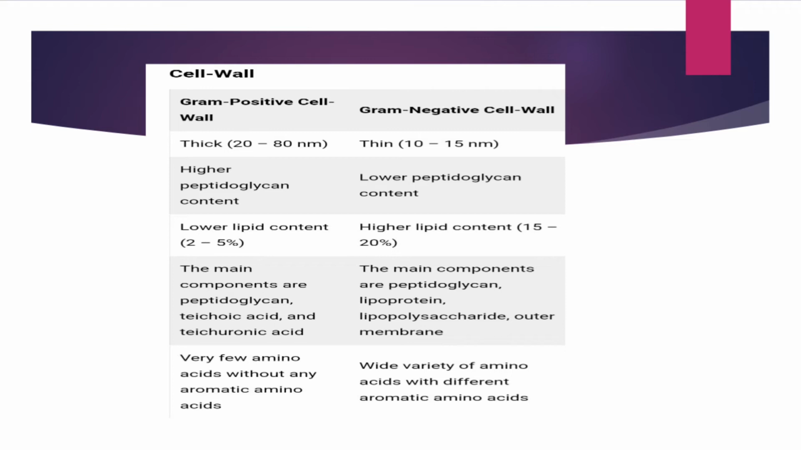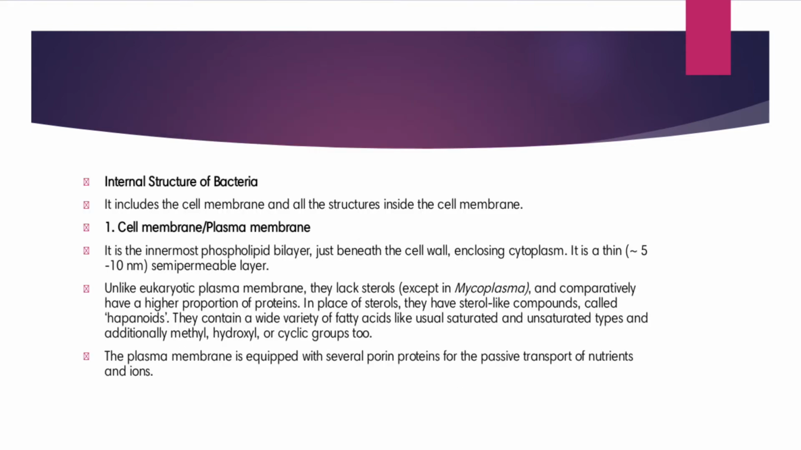Gram-positive bacteria and gram-negative bacteria. Gram-positive has higher peptidoglycan content and lower lipid content, while gram-negative has lower peptidoglycan and higher lipid content. The main components in gram-positive are peptidoglycan, teichoic acid, and lipoteichoic acid. The main components in gram-negative are peptidoglycan, lipoprotein, lipopolysaccharide, and outer membrane. Gram-positive has very few amino acids without any aromatic amino acid. Gram-negative has a wide variety of amino acids with different aromatic amino acids.